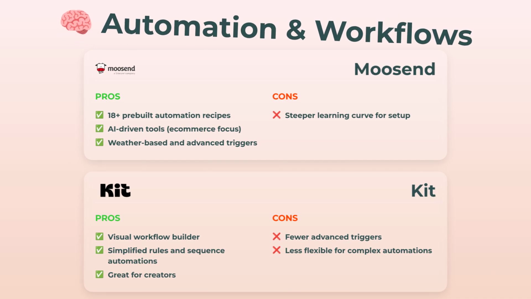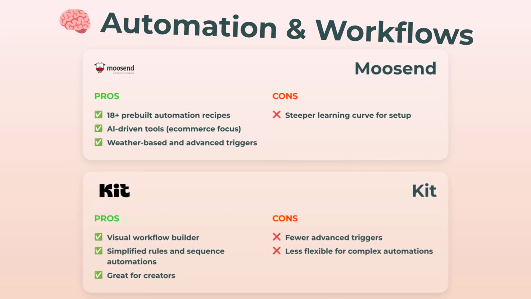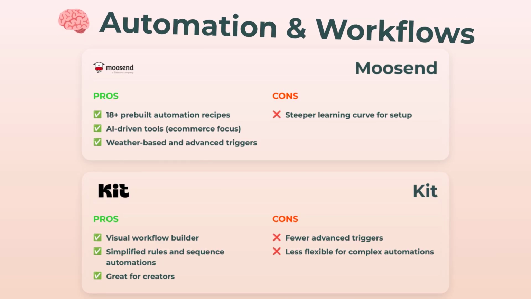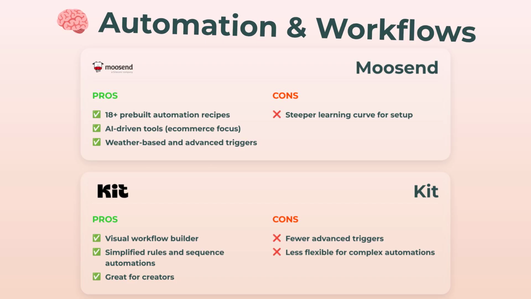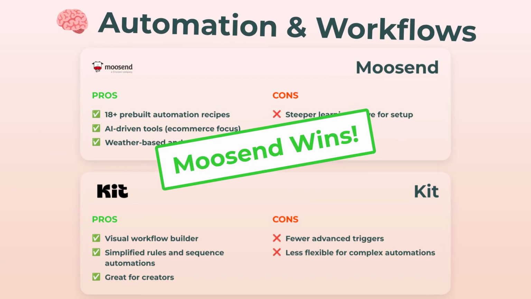Kit, on the other hand, totally nails it for beginners and creators. There's this super visual workflow builder, rules and sequences are simple to set up, and honestly, it feels way less intimidating. Just know, if you want really advanced triggers or crazy logic, Kit doesn't go quite as deep. So Moosend wins again, but Kit is seriously friendly for anyone just getting started.